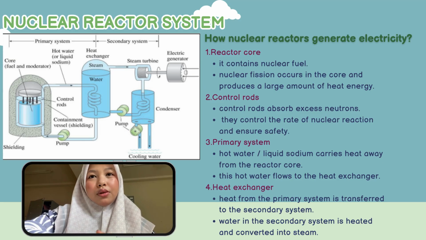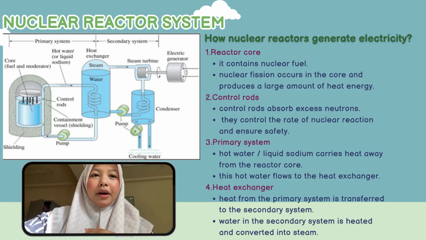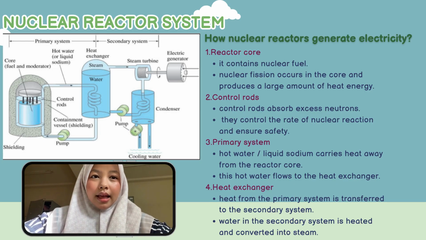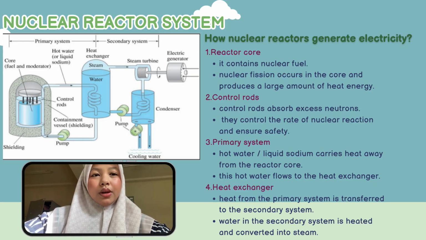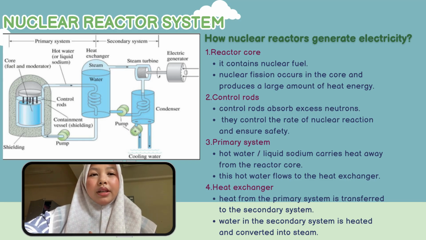Next, the control rods absorb excess neutrons. As a result, they control the rate of the nuclear reaction and ensure safety. After that, in the primary system, hot water or liquid sodium carries heat away from the reactor core. Then, this hot water flows to the heat exchanger. In the heat exchanger, heat from the primary system is transferred to the secondary system. Consequently, water in the secondary system is heated and converted into steam.